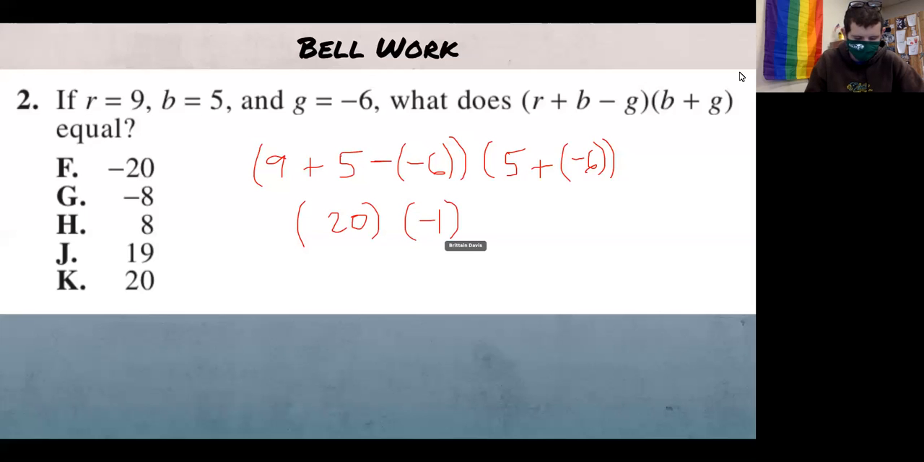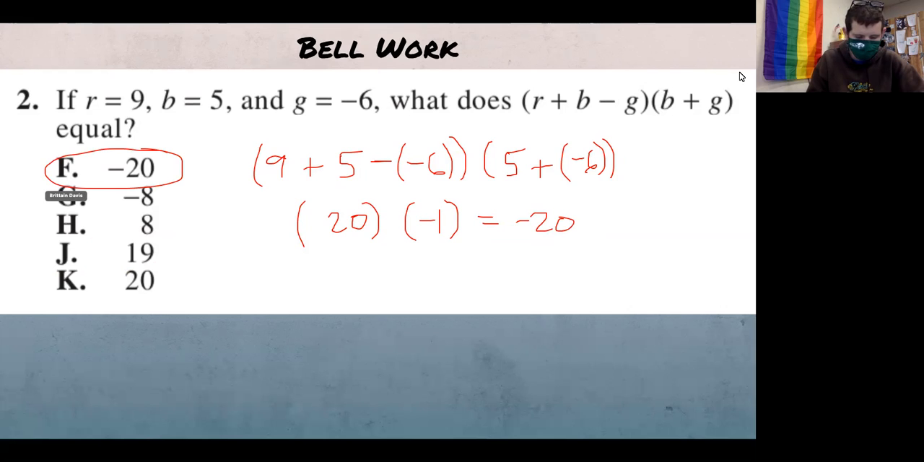So a lot of you guessed J, and that makes sense if you were adding these together. 20 plus -1 would give you 19. So that might be where that went wrong. But of course, it's not adding, we're multiplying. So 20 times -1 is just -20. And that was this answer right here.